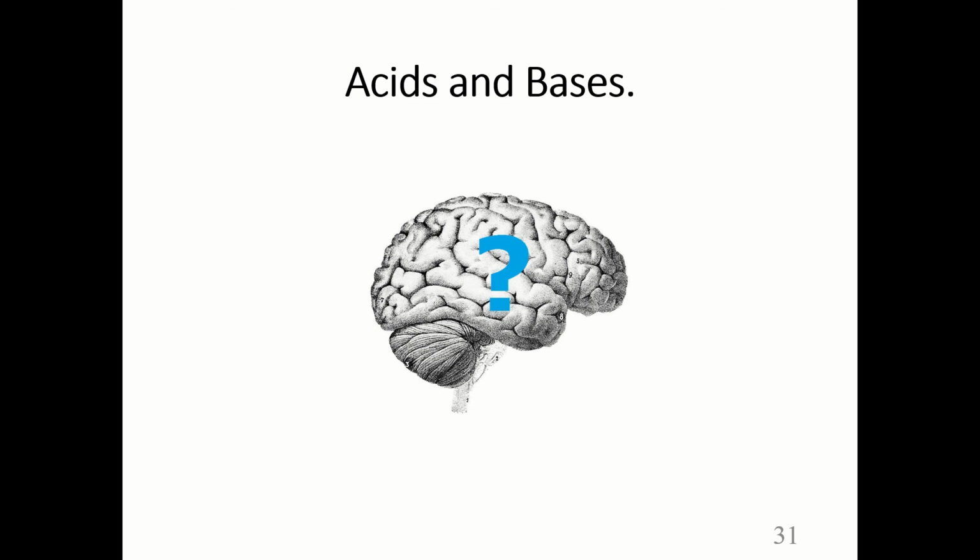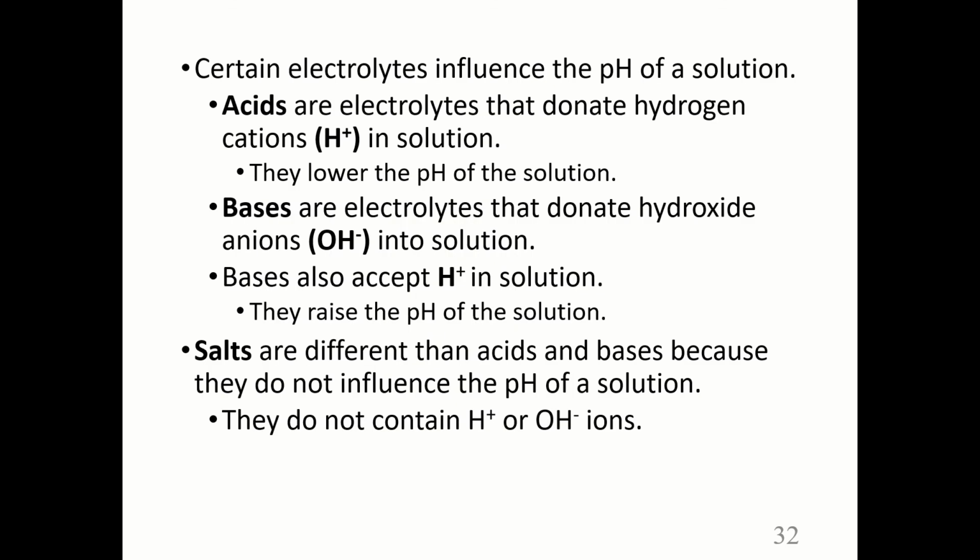Okay. When we talk about acids and bases in this part of the discussion, we will be looking at them from an inorganic molecule perspective. So certain electrolytes will influence the pH of a solution. Acids are electrolytes that donate hydrogen cations in a solution. So remember, I told you that acids are not going to be defined by whether they are organic or inorganic. They are defined by their behavior. And in this case, the acid is behaving in that it is donating hydrogen cations into a solution. And by doing this, the acids are going to lower the pH of the solution. So yes, if you put pure hydrogen into a solution, all of those hydrogen ions will lower the pH and make it acidic.